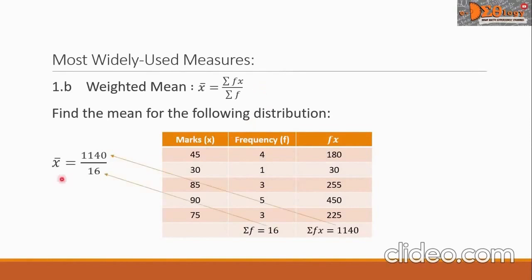So we have x bar equals the summation of fx is 1140, and it is now written here, over the summation of f is 16. Then simplifying, getting the quotient, we have 71.25. This is our final answer.